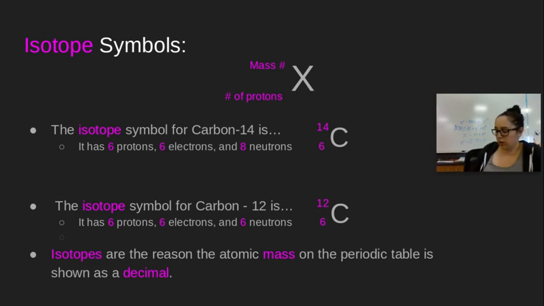So when you look on your periodic table and you see, like, helium has a mass of 4.0026, then that means that there are isotopes of helium out there. Some of them have a mass of 4, some of them might have a mass of 5. It depends, okay? So that's why we have decimal places in the periodic table.